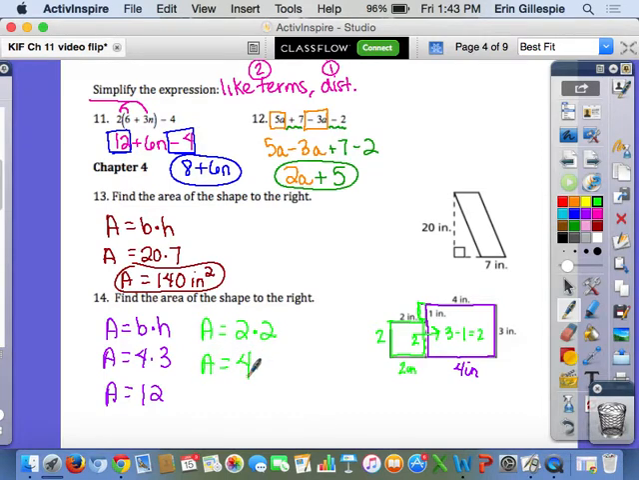Then remember composite shapes, when you find the area of each piece of your composite shape, you need to add those together. So I would take 12 and 4 and add those together to get 16. Units on everything was inches, so that's inches squared for our final answer.